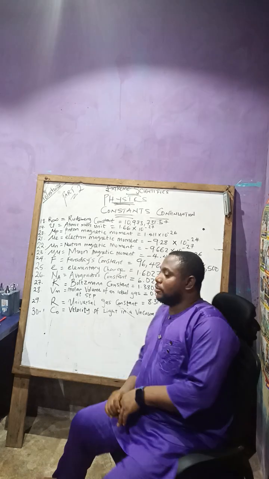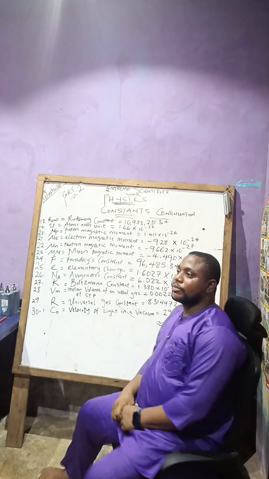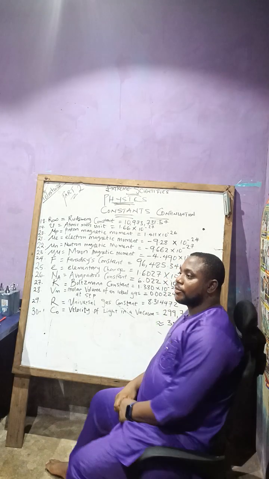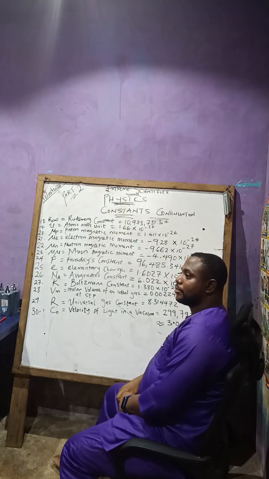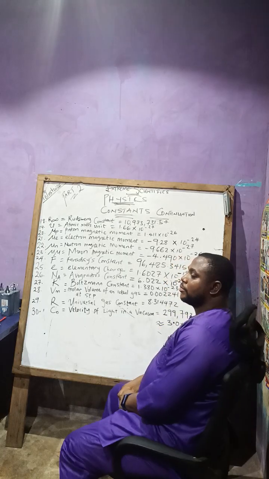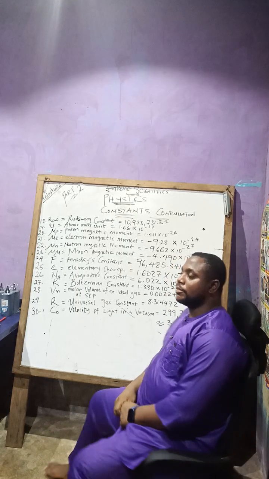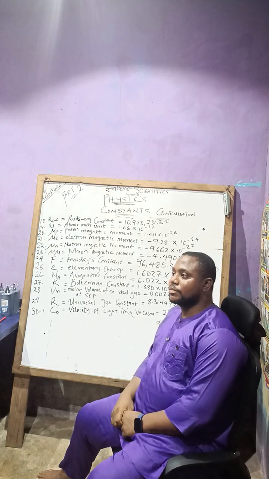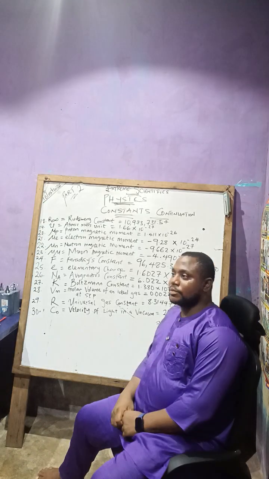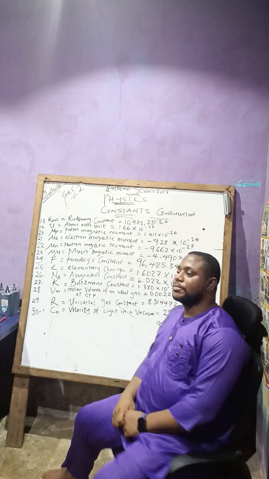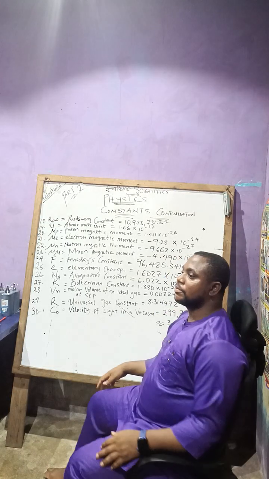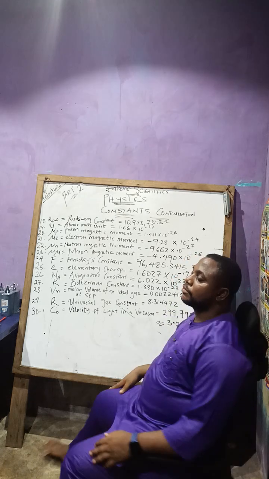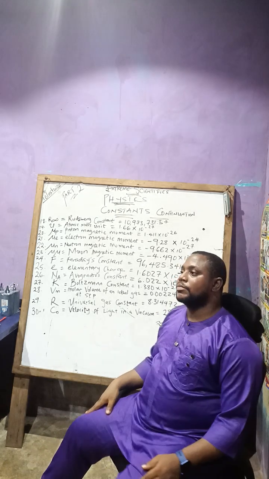The next one, number 9. Mu N, nuclear magneton, 5.051 times 10 raised to the power minus 27. Mu B, Bohr magneton, 9.27 times 10 raised to the power minus 24. h-bar, rationalized Planck constant, 1.055 times 10 raised to the power minus 34. Alpha, fine structure constant, 7.297 times 10 raised to the power minus 3.